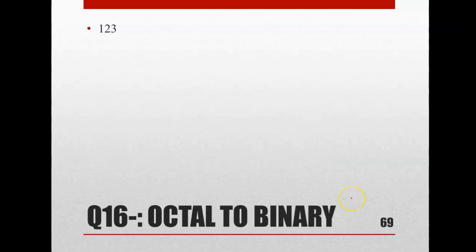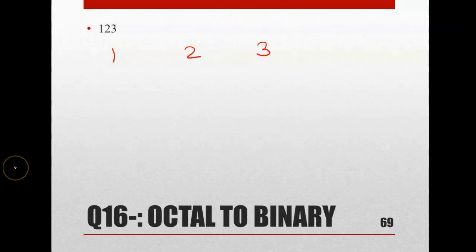Let us start with question number 16 now. So 16 is something we have to do from octal to binary. Okay, octal to binary. So how to convert one octal value to binary? That's the question. Okay, so let us start with octal to binary. For that, you have to write a simple table form. Remember, the table thing is something the same. It is 1, 2, 3, right?